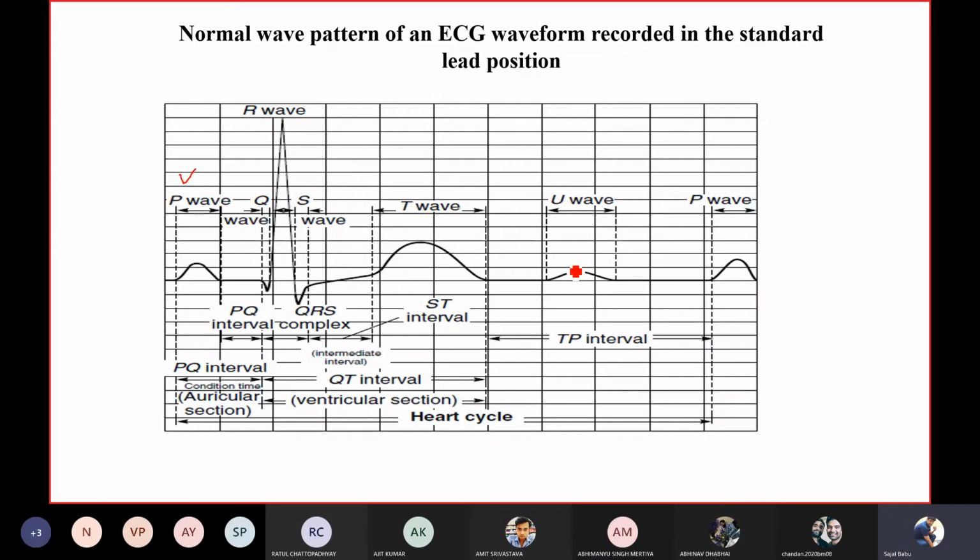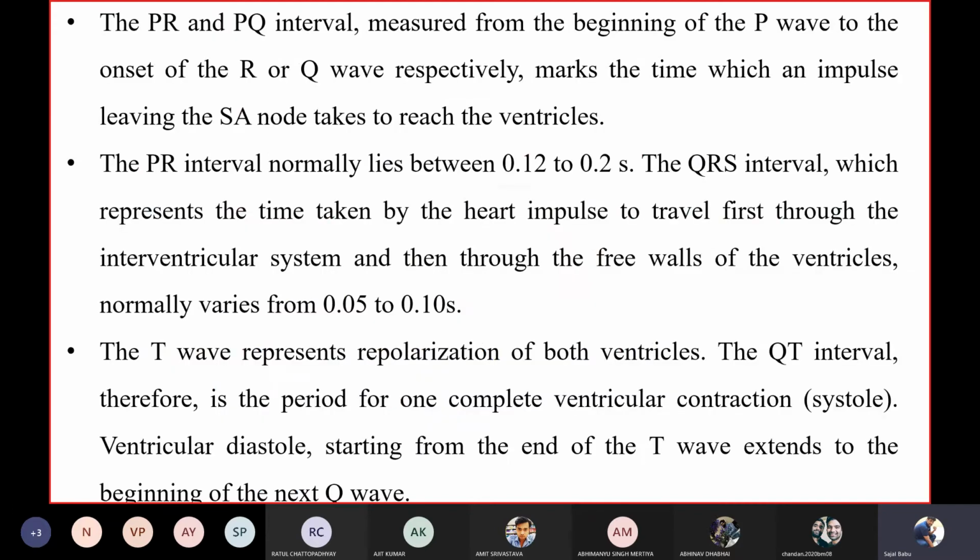So this is just a standard ECG wave, or you can call it a typical ECG wave. The waveform is divided into P wave, QRS complex, and then T wave and U wave. Okay, just wait for 1 minute.